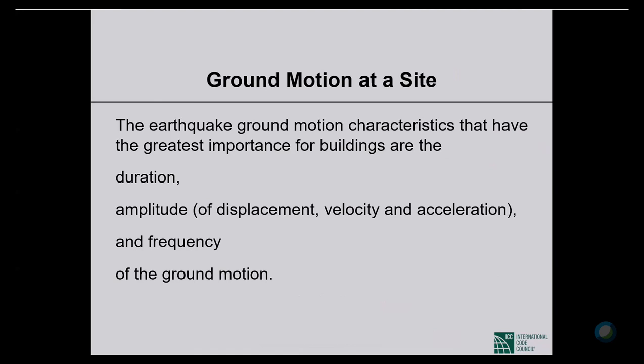Ground motion at a site. The earthquake ground motion characteristics that have the greatest importance for buildings are the duration of the earthquake, the amplitude of the earthquake in terms of displacement, velocity, or acceleration, and frequency of the ground. So duration, how long the strong motion lasts, the amplitude, and the frequency.